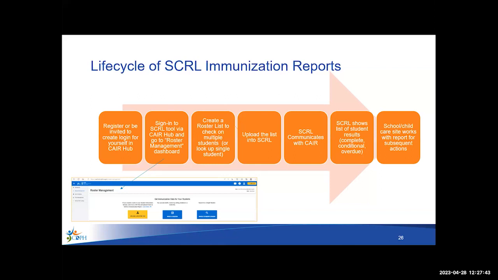Squirrel communicates with Care and then produces a list of student results, meaning are they complete, are they conditional, or are they overdue? And then you, as a childcare facility, work with that report on subsequent actions. Do you need to send out any notices of immunizations needed? Do you need to follow up on conditional entrance? Or do you need to do nothing because your students are complete?